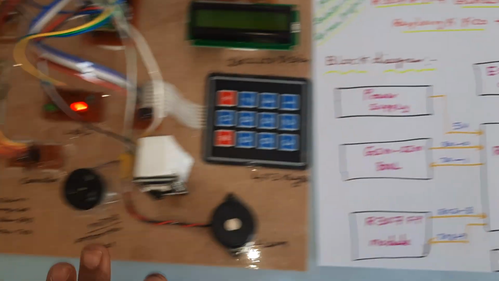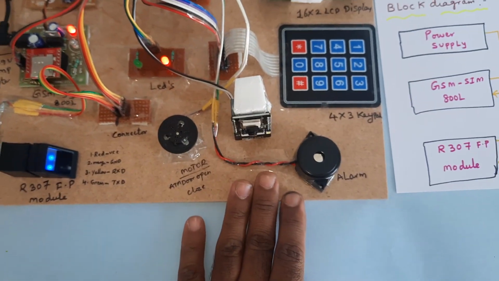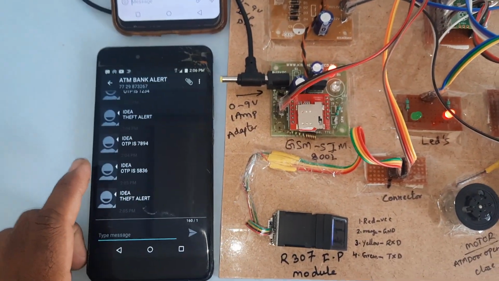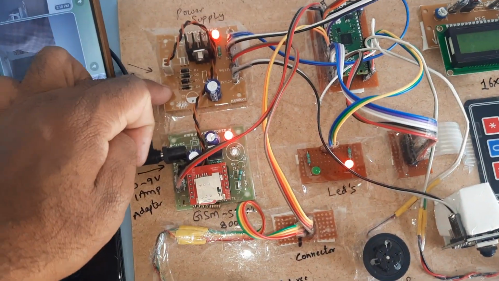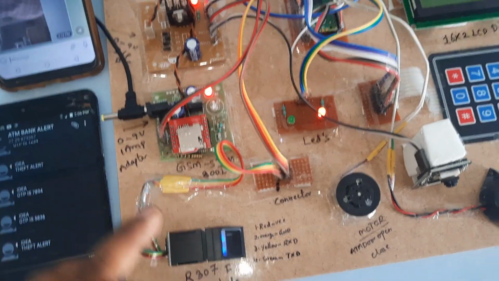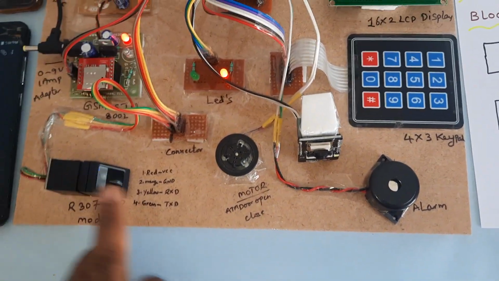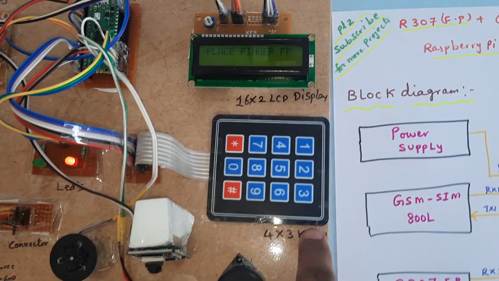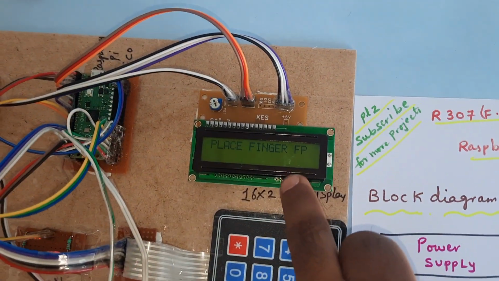OTP based bank locker system with theft alert photo sent to the Telegram app and SMS alert to the mobile phone. Power supply module, GSM modem, fingerprint module, and motor, alarm, 4x3 keypad, LCD display.